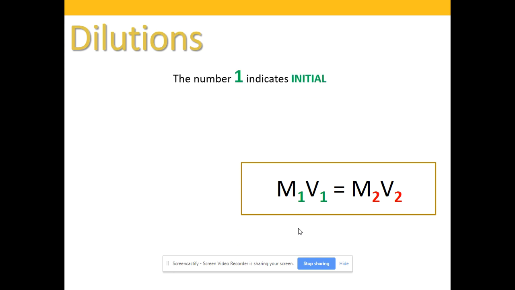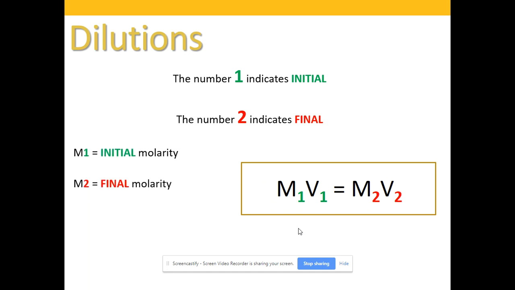Number 1 indicates initial, and the number 2 indicates final. So M1 is our initial molarity, M2 is our final molarity. V1 is our initial volume, and V2 is the final volume. The biggest mistake people make when setting these problems up is mixing up what is the initial and what is the final value for each of your variables.